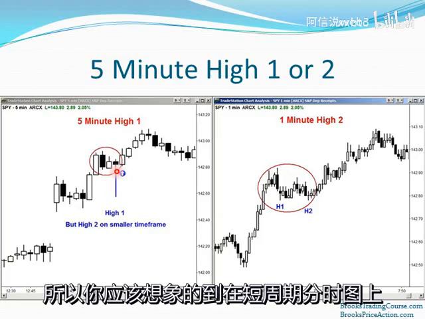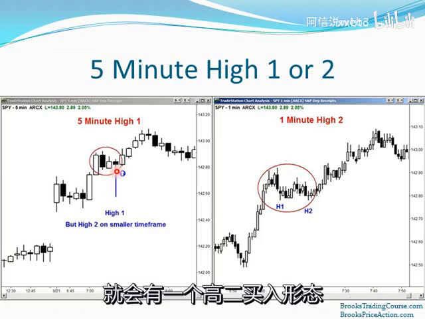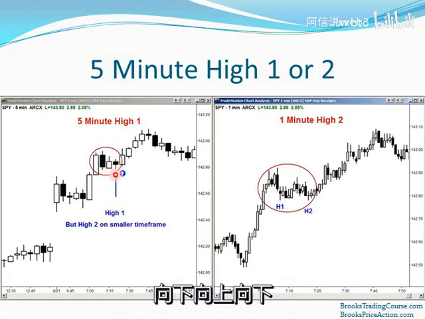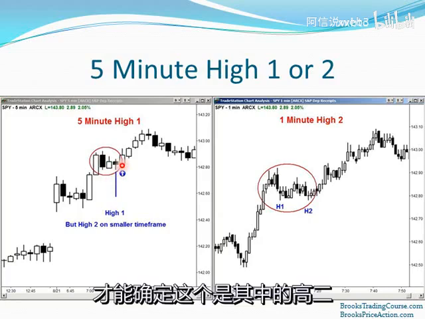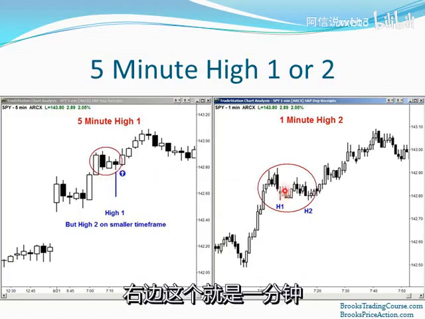So you know that on a smaller time frame there was a high 2 buy setup. There were 2 legs down: down, up, down. You don't even have to look at the 1-minute chart to see that this is a smaller time frame high 2 buy. Here's the 1-minute chart.